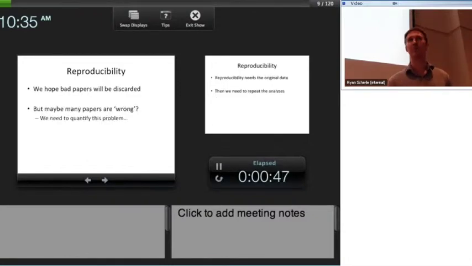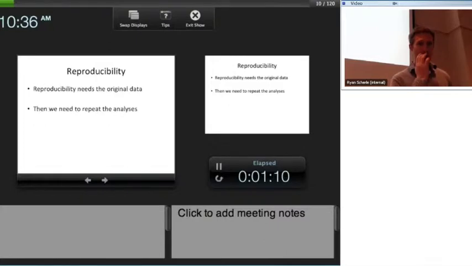But maybe many papers are wrong. Maybe the results in many papers and the conclusions drawn from those results are not particularly representative of reality. And so we could hope that it's not true, but it's actually better to try and quantify the rate at which papers don't represent what the data actually say. So to do reproducibility analyses, we need the original data from the paper.